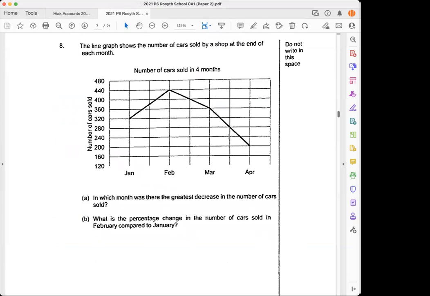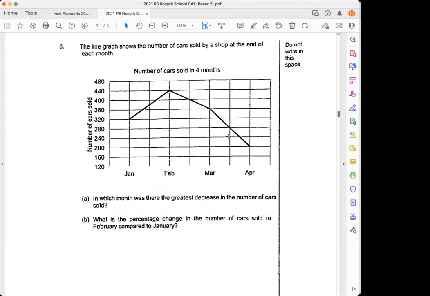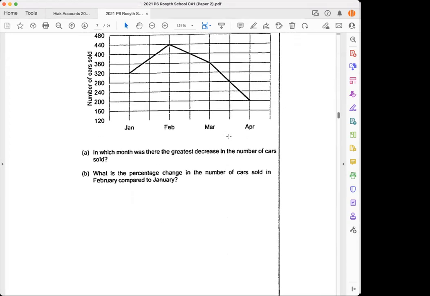Okay, the line graph shows the number of cars sold in a shop at the end of each month. So the first thing you do, as I was telling you in the first question, is that whenever there's a graph, pie chart, bar chart, or line graph, always indicate the values onto the graph or chart. So let's indicate the values first. Let me move this up a little bit so I have more space.